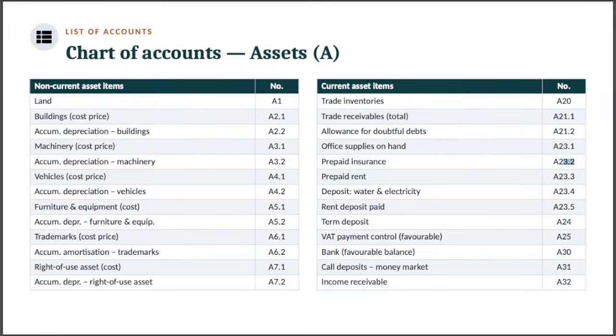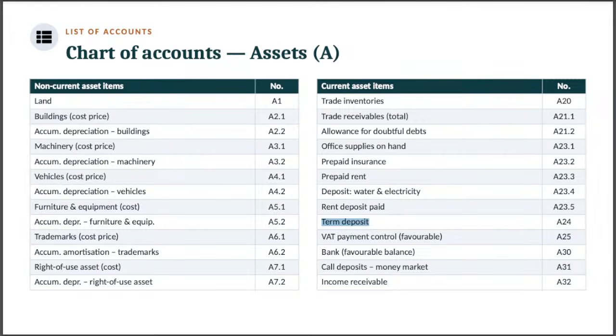Prepaid insurance as an asset. Prepaid rent as an asset. Deposit for water and electricity. Those are all deposits here. It looks like 23. Office supplies on hand. So you can see here, rent deposit paid, term deposit, all these things that have already been met, obligations met, are assets.